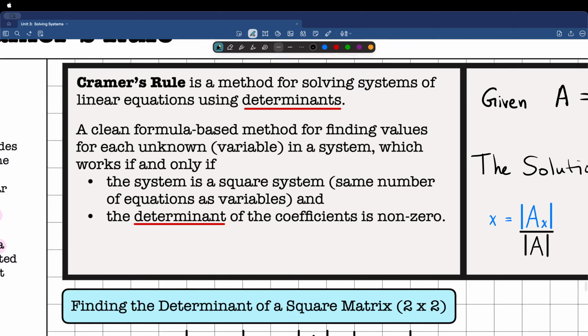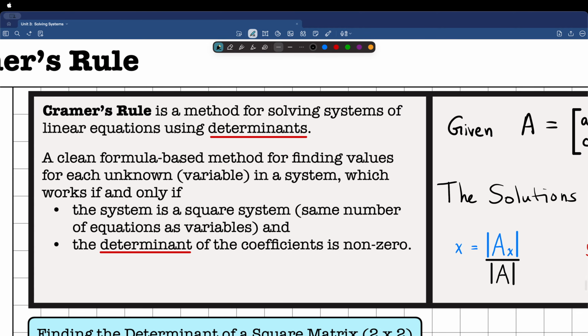It's just another way to notate something here. Okay, so Cramer's rule, like I said, it's a method for solving systems of linear equations. We're going to be using determinants. It is a clean formula-based method for finding values for each unknown in a system, which works if and only if the system is a square system. And so what is a square system? That just simply means the same number of equations as variables. So if you have two equations and two variables, you have a square system, or three equations, three variables. Okay, those are square systems.